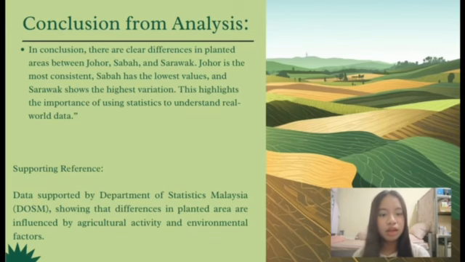In conclusion, the analysis shows clear differences in cash crop planted areas between Johor, Sabah, and Sarawak. Johor demonstrates the most stable and consistent pattern. Sabah records the lowest planted area, while Sarawak shows the greatest variation due to an extreme value. Overall, these findings highlight the importance of using statistical analysis to better understand real-world agricultural patterns.